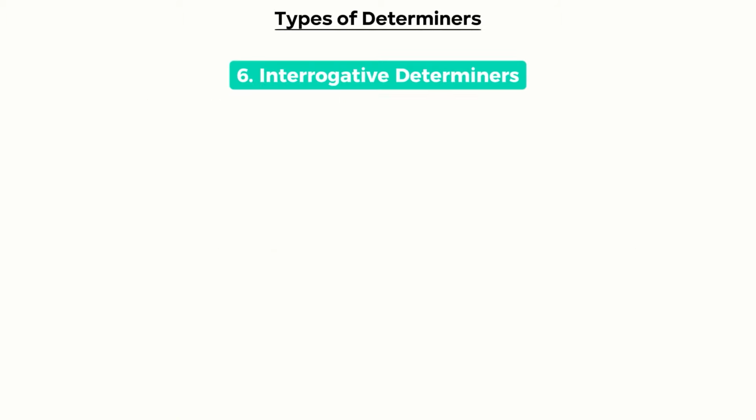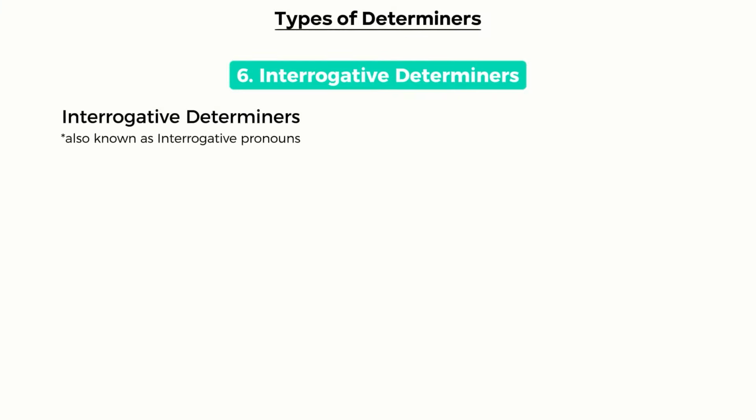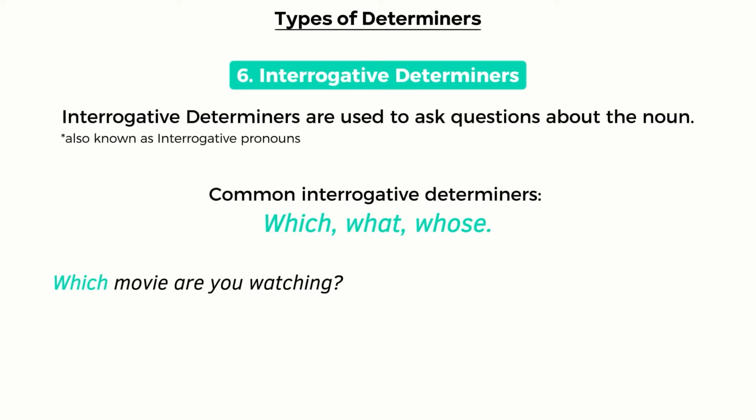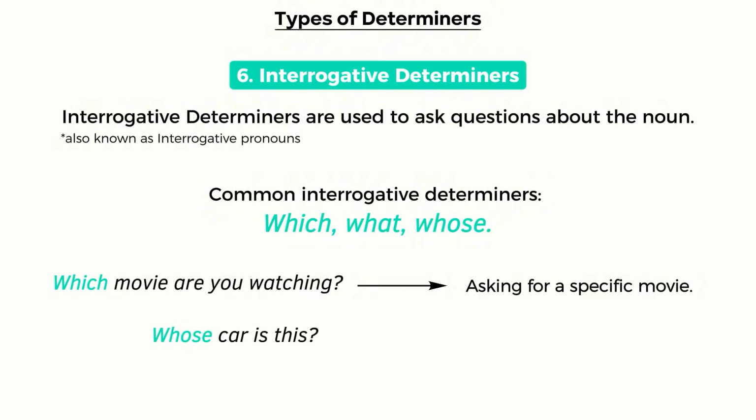6. Interrogative determiners. Interrogative determiners, also known as interrogative pronouns, are used to ask questions about the noun. Common interrogative determiners: which, what, whose. For example, which movie are you watching? Asking for a specific movie. Whose car is this? Asking about ownership.